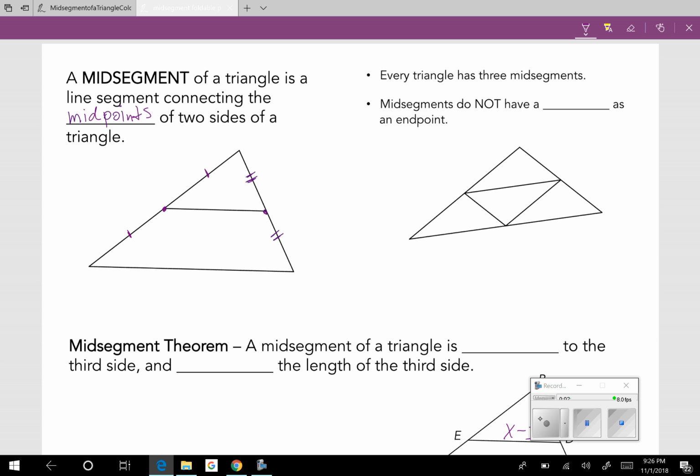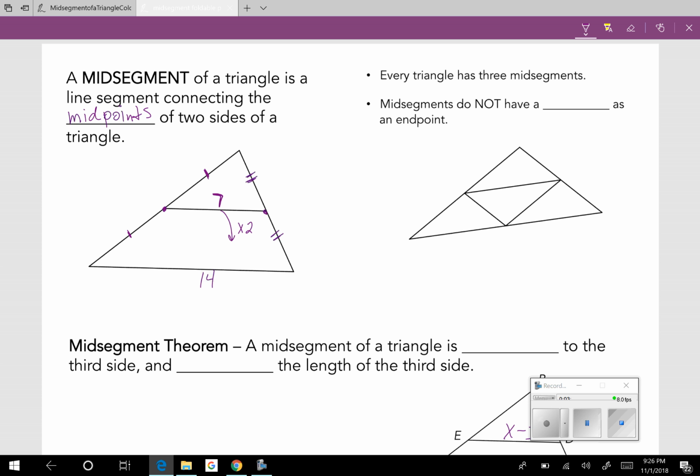So what that means for our measurements is, let's say that our mid-segment is 7. Okay, now it's only halfway down. So by the time that we get all the way down to the bottom, this number, the 7, has been multiplied by 2 to get our full bottom length. So your mid-segment is only half of the actual length of the third side that it's across from. So 7 times 2, you get 14. Or with 14, you take half of it and you get 7.